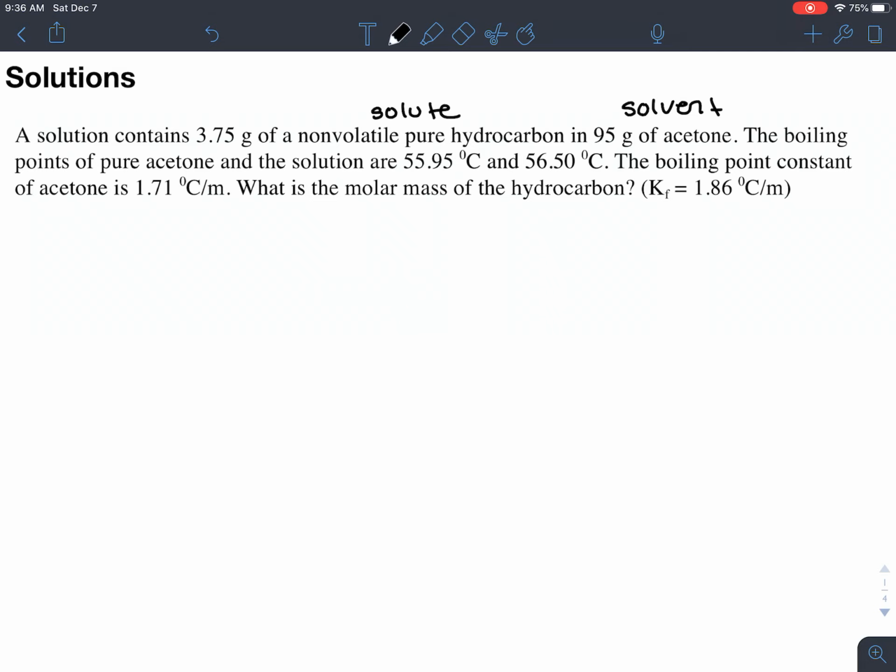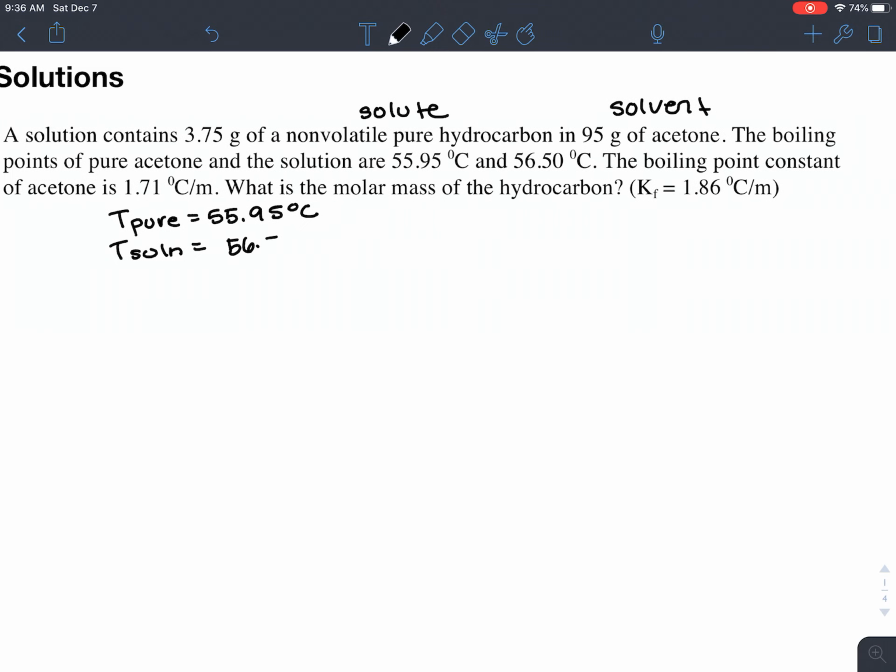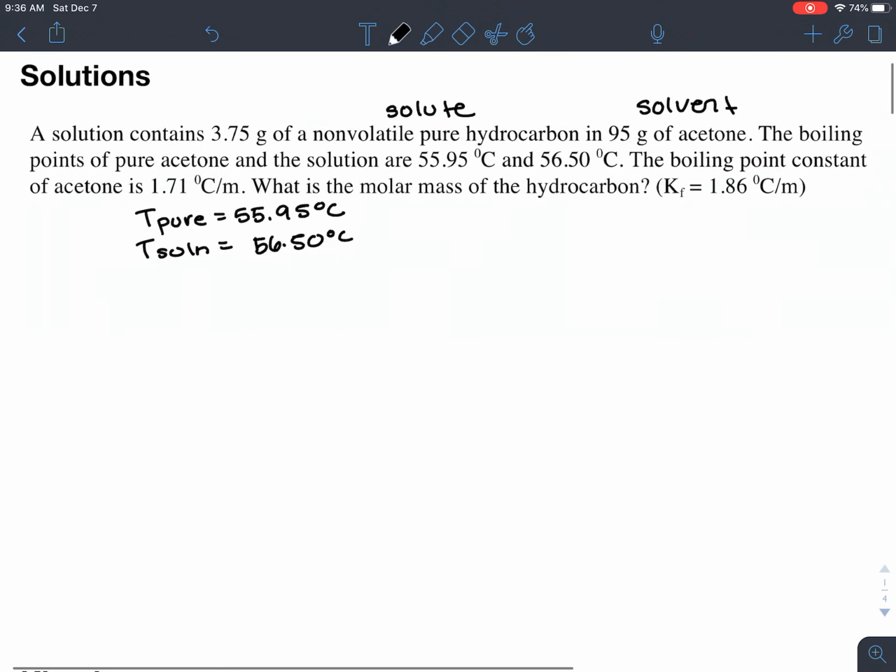The boiling points of pure acetone and the solution are 55.95 degrees Celsius and 56.50 degrees Celsius. So T pure of just acetone is 55.95 degrees Celsius, and T solution, what's elevated, the contaminated sample you could say, is 56.50 degrees Celsius.